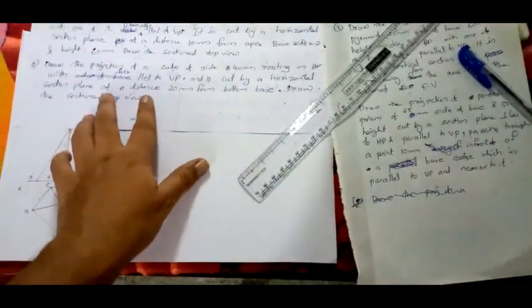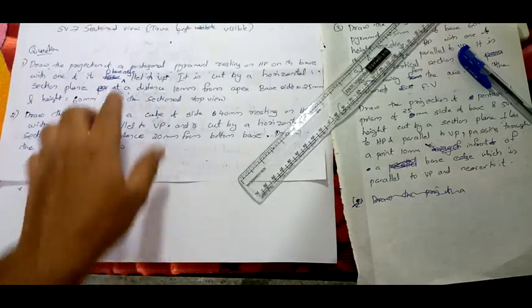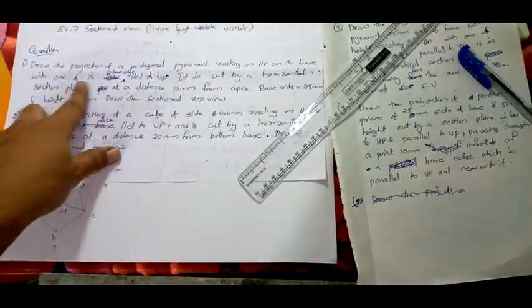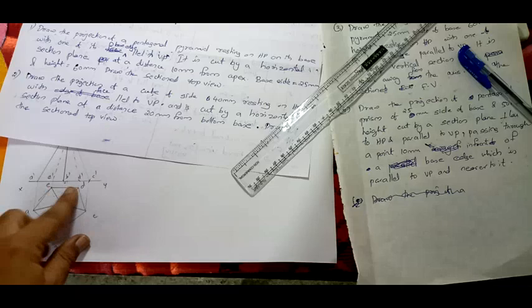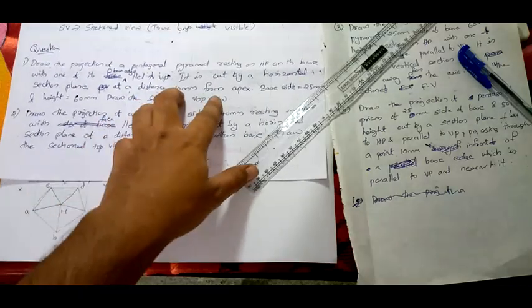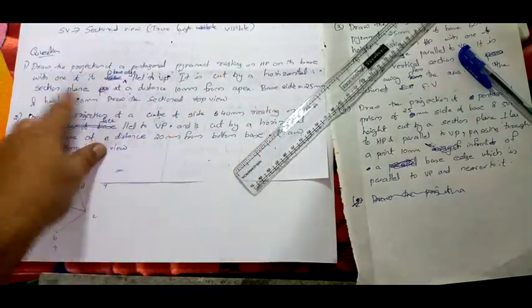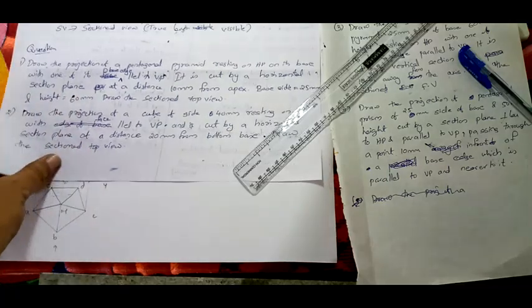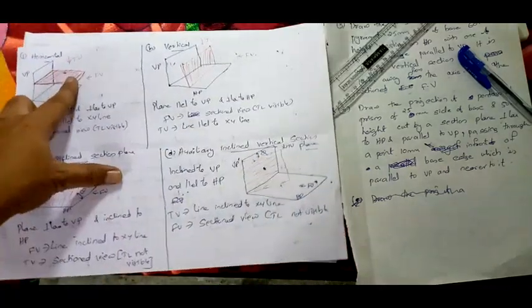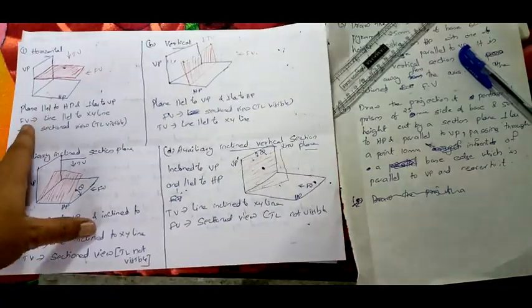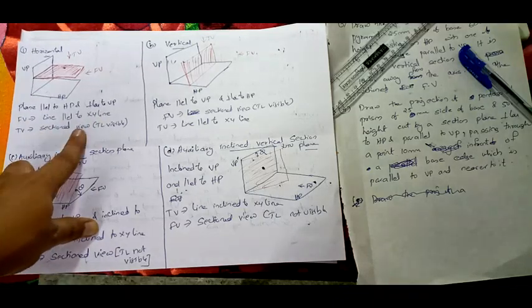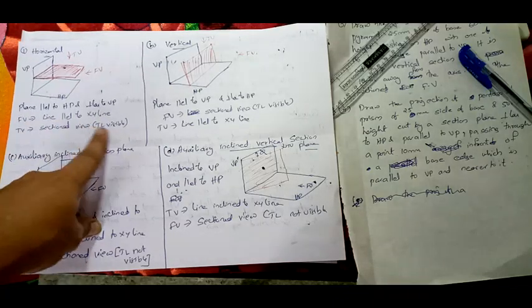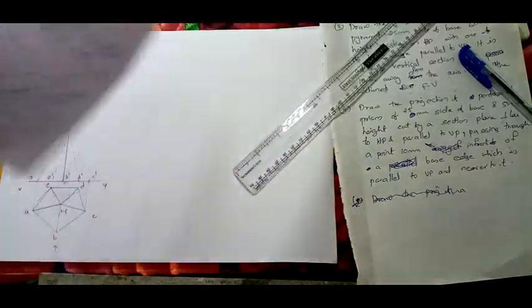Now you are going to the section. See, it's very simple, right? Draw the projection of a pentagon resting on HP with one of its base edges parallel to the XY line on the top view. Now it is cut by a horizontal section plane. Horizontal section plane means what I have already told you. A horizontal section plane will be like this. That is a line in the front view, and in the top view you will get the section view. The front view will be a line parallel to the XY line. So I am going to draw it, right.